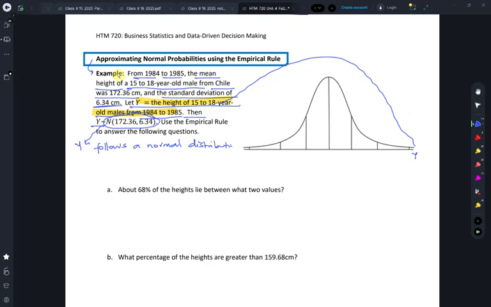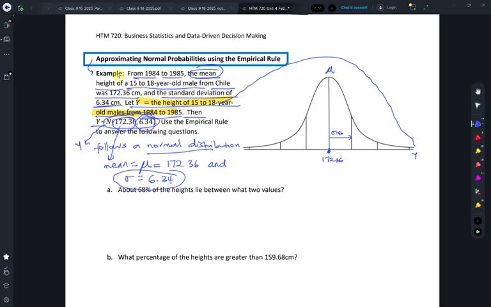And the values in the parentheses, we've seen them before. This is the mean. It is always the first value, which is written in shorthand as mu, equals 172.36, and the standard deviation is the second value, which is 6.34. Since y follows a normal distribution, the mean value is always placed at the center, which is 172.36.